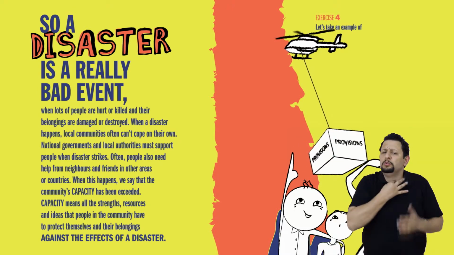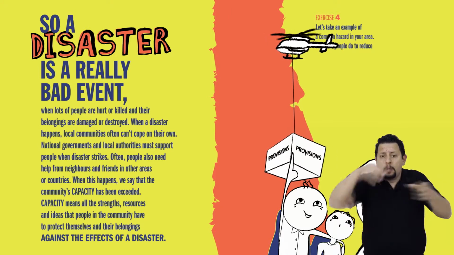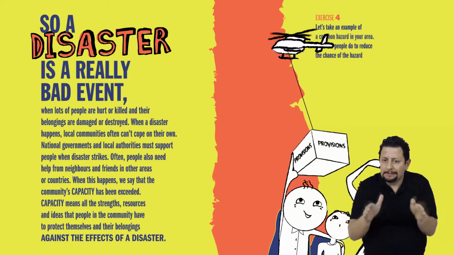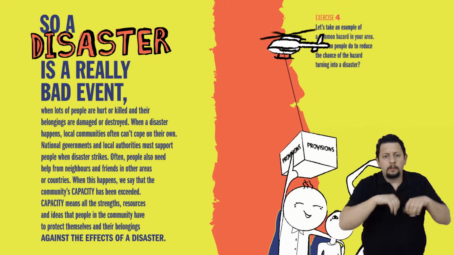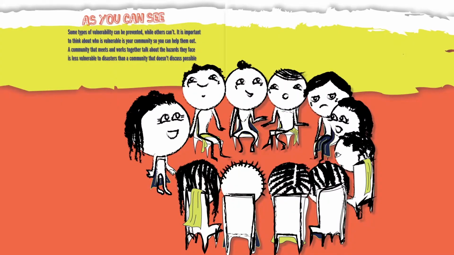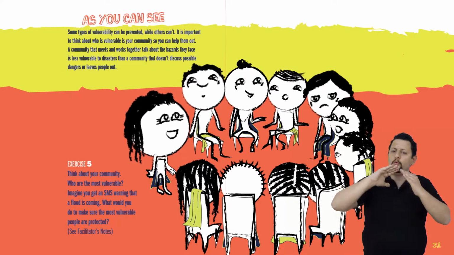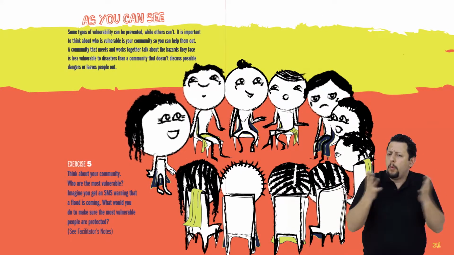Let's take an example of a common hazard in your area. What can people do to reduce the chance of the hazard turning into a disaster? See facilitator's notes. On the picture of the question, a dozen people sitting on chairs arranged in a circular pattern. They are turned to a standing woman. Exercise 5. Think about your community. Who are the most vulnerable?